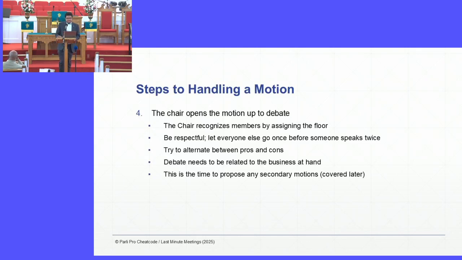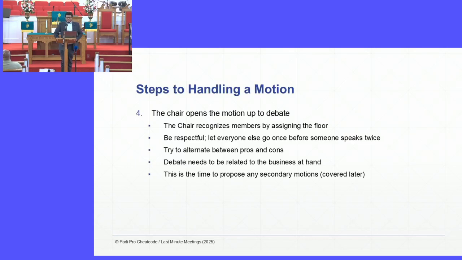But what's also key during this debate phase is that you can propose what are called secondary motions, or I like to call them the procedural motions. They aren't items of business themselves, but they help alter how you're considering the item of business. What do I mean by that? During your debate, if you want to end the debate or make the debate go longer, you can make a motion for that. But these are all things that happen during that debate phase. So it's the longest phase, but it's also the most important.